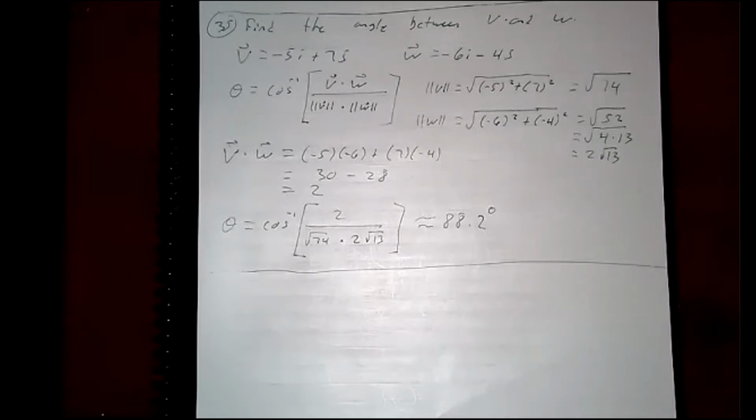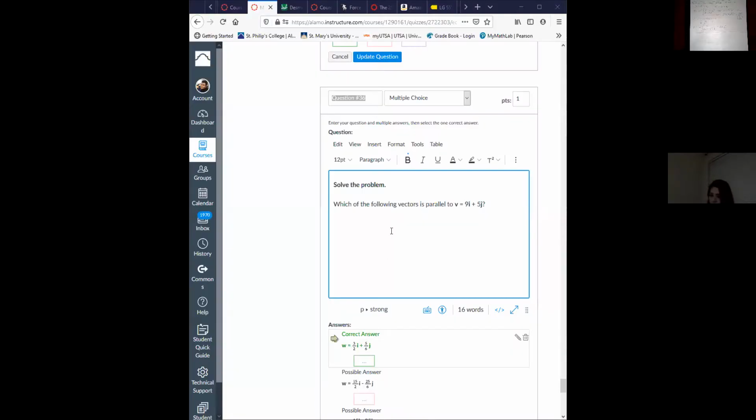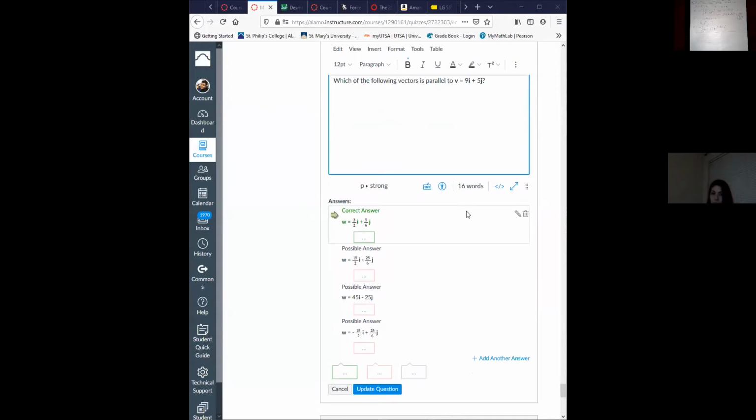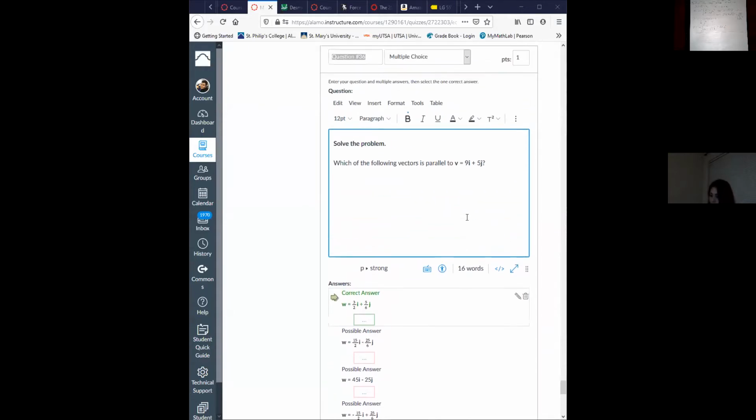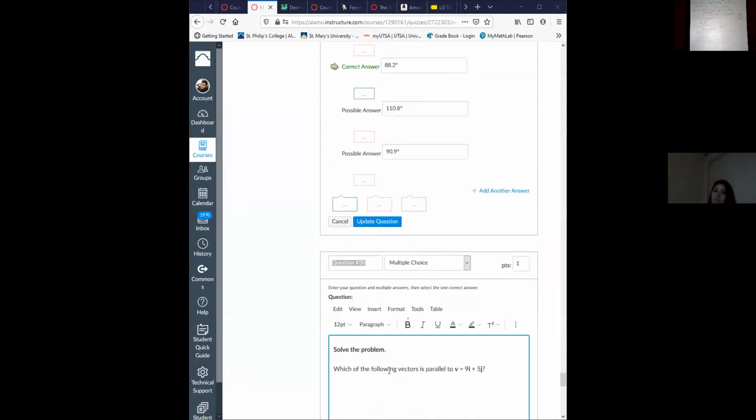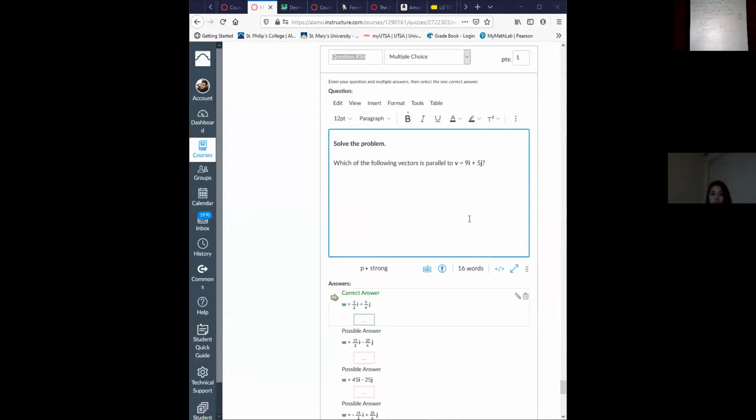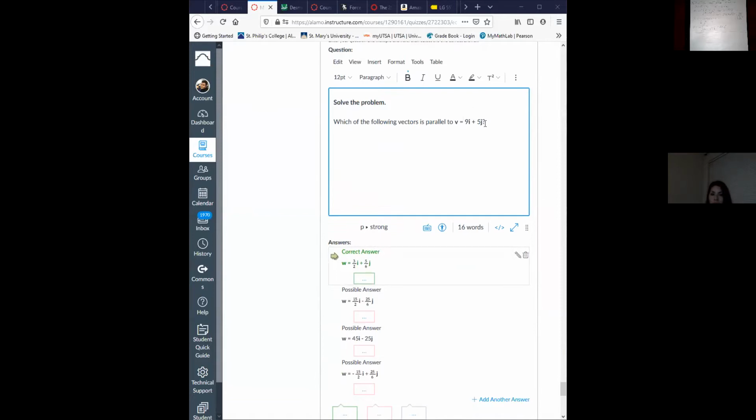So 36 says which of the following vectors is parallel to this guy? V equals 9i plus 5j. So there's a few correct answers. That's weird. Possible? No. Let's just say it's possible. So the way you do it is you dot product this one with each one of these until you get a 0. That's one way to do it. Because the dot product that gives you 0 means that they're parallel. It's cosine inverse of 0.